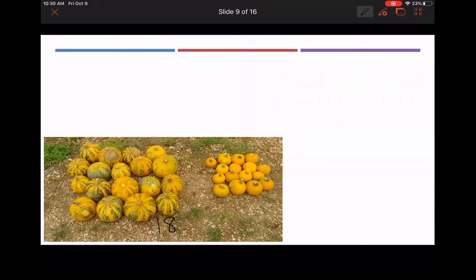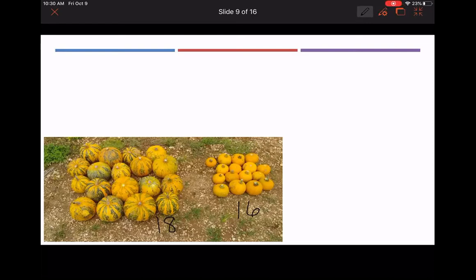So let's count the right side. 1, 2, 3, 4, 5, 6, 7, 8, 9, 10, 11, 12, 13, 14, 15, 16. Nice. Now we can add. The meaning of addition: combine them, put them together. We want to know how many there are.